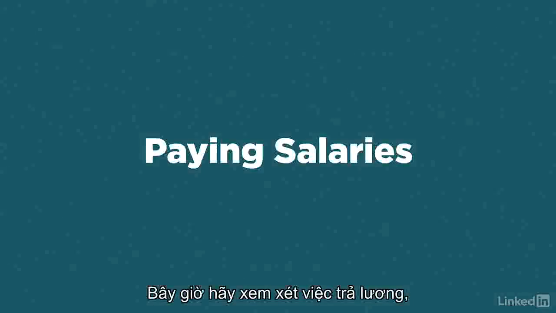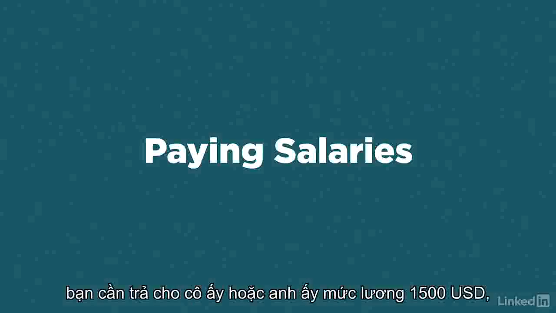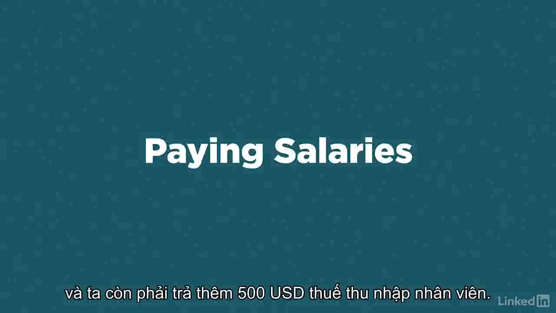Let's get now into paying stuff. The end of the month is coming. Did I tell you that you have one employee? Well, you need to pay her or his salary of $1,500, which includes $300 of employee contribution, and to which we need to add another $500 of employer taxes.